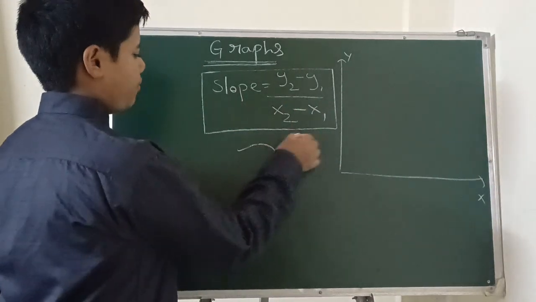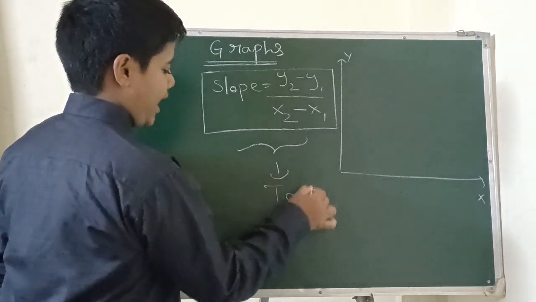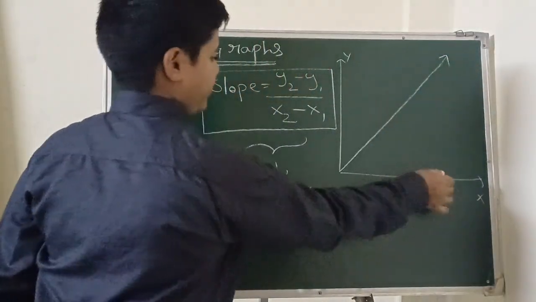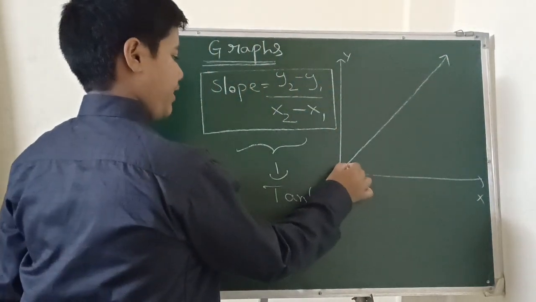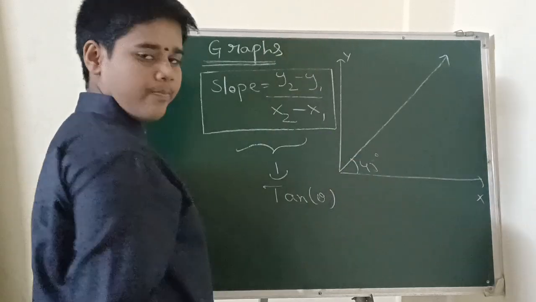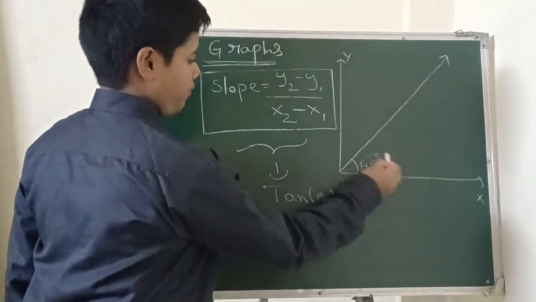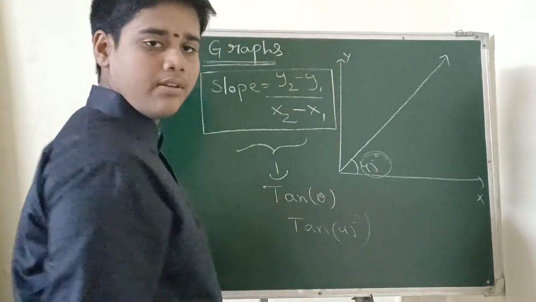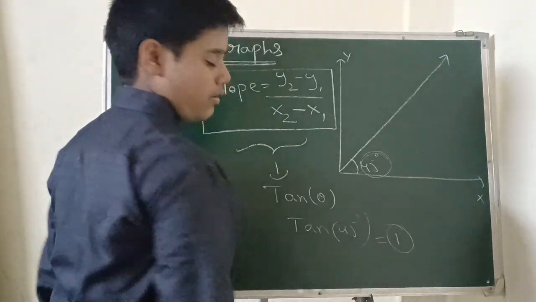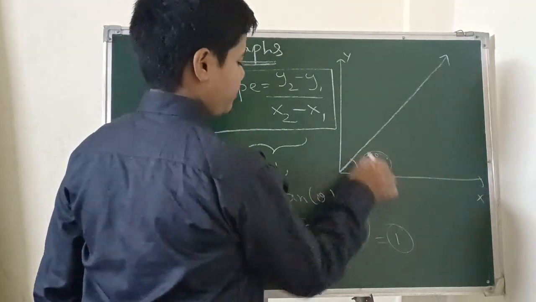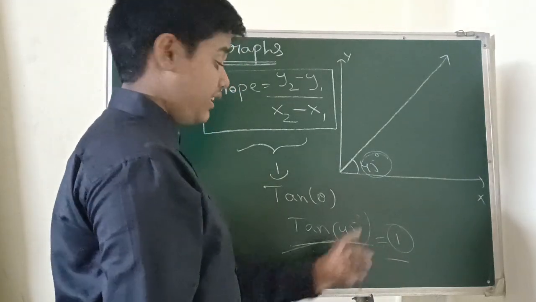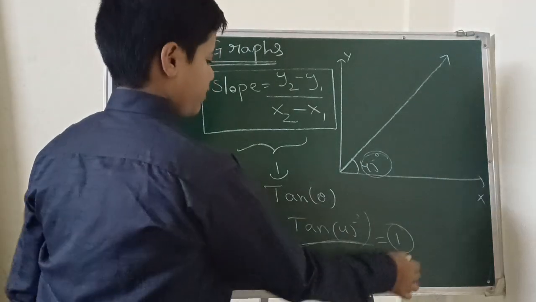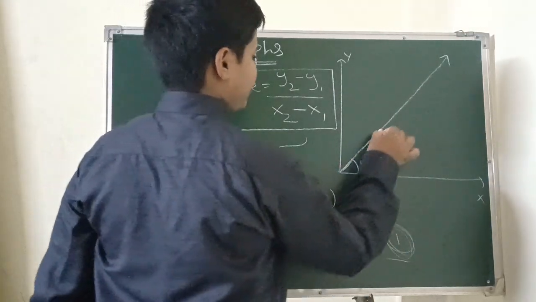So this slope is also found as tan theta. If I take a straight line between these two axes, and if I give 45 degrees, so if you substitute that 45 degrees in this, we get 1. Okay, so tan 45 means 1. This 1 represents the slope of this line.